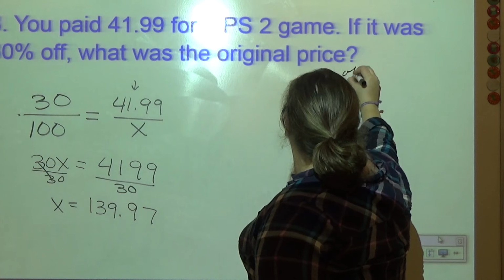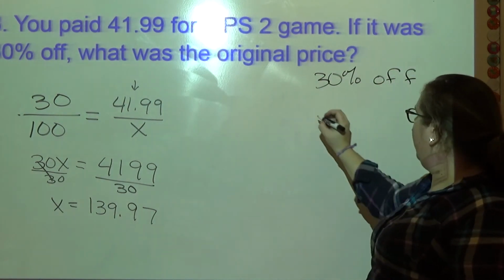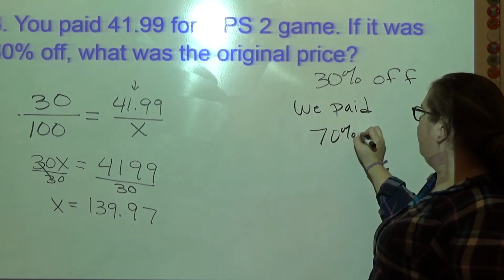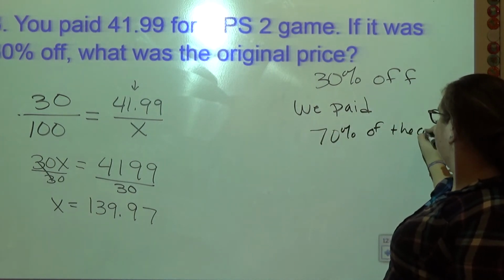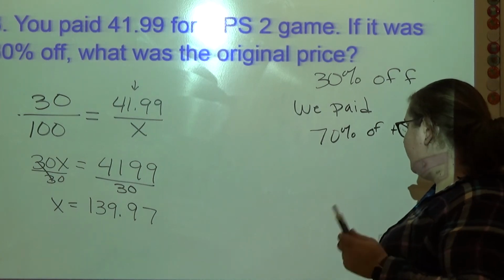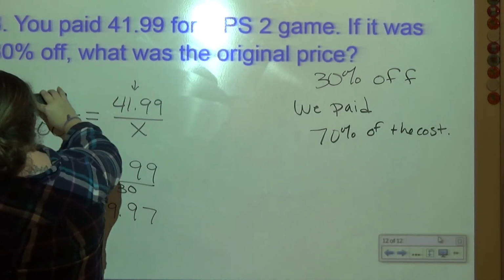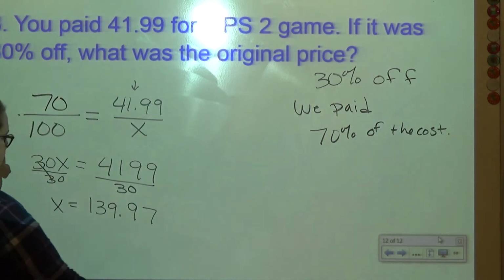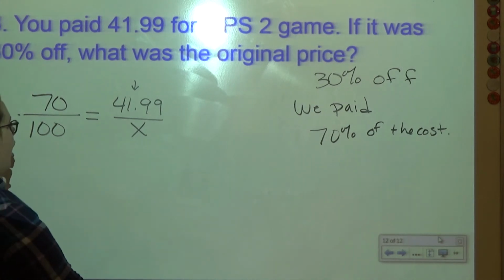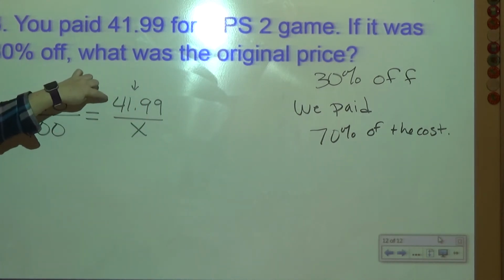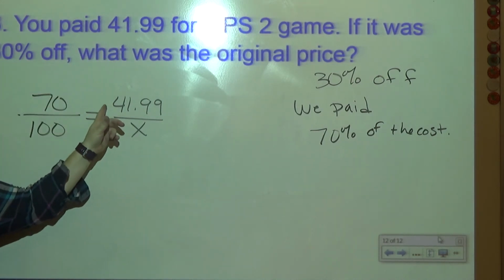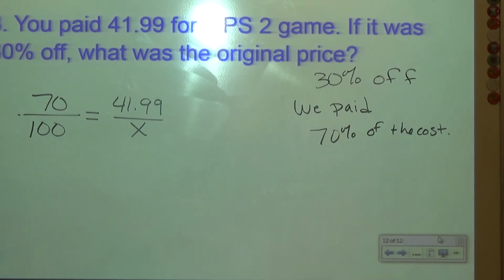30% off means we paid 70% of the cost. Okay? So instead of putting a 30 here, we're gonna put a 70. Because 70% of the original will be our new price. 70% of the original will be the price we paid. And it'll make more sense. Okay. So let's do this again.